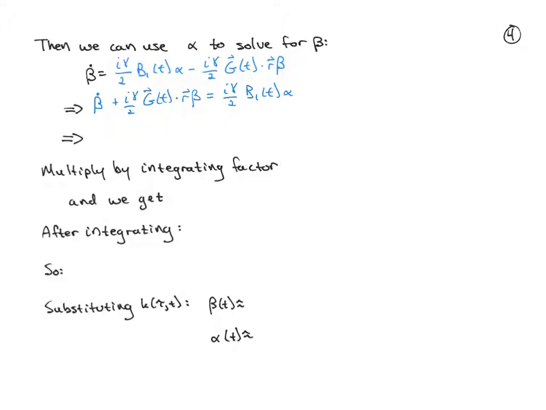Then we can substitute our solution for alpha and get beta dot plus i gamma over 2 g vec of t dot r vec times beta is equal to i gamma over 2 b1 of t times e to the i over 2 gamma times r vec dot integral from minus infinity to t g of s ds.